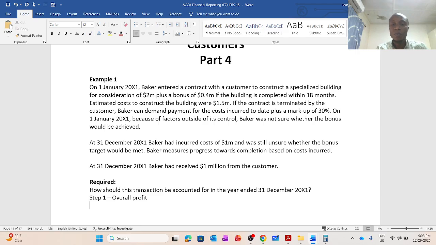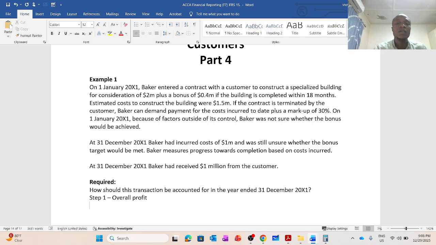So now, when we are going to make the provision, the double entry should be, we should debit the cost of sales and we are going to credit the liability, which is very crystal clear. So basically, if the expected outcome is a loss, this is what we are going to do.